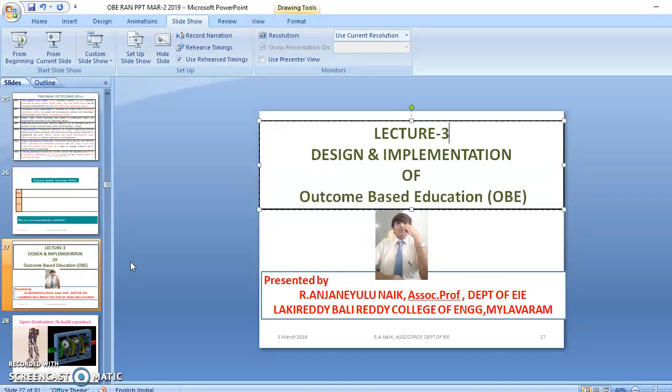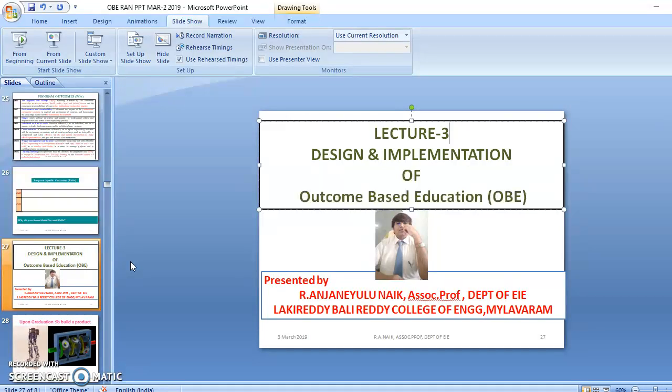We have discussed how to define the department vision and mission, how to define the PEOs, and the process to define the PSOs with respect to the given inputs by the POs and the Washington Accord. Then how to design the curriculum and its courses, and what the important committees at the department level are.